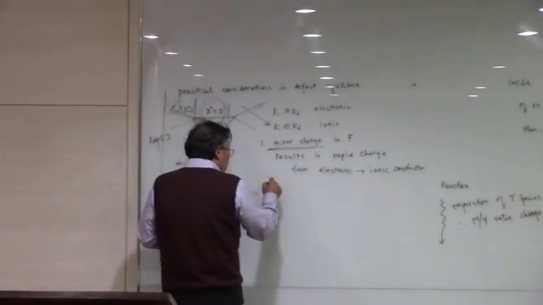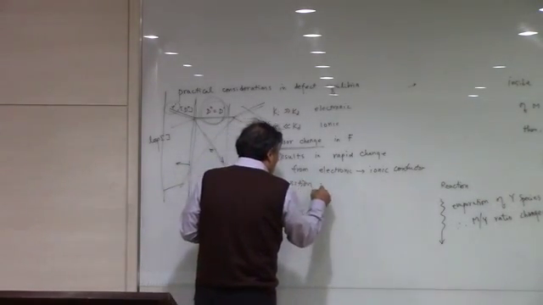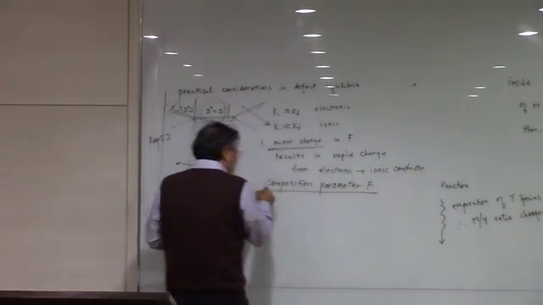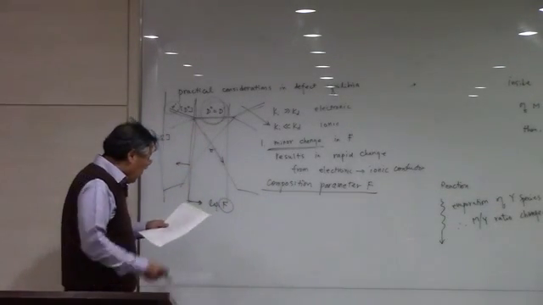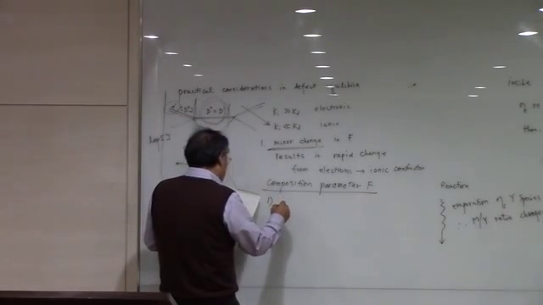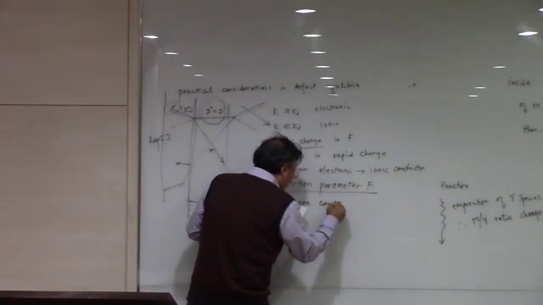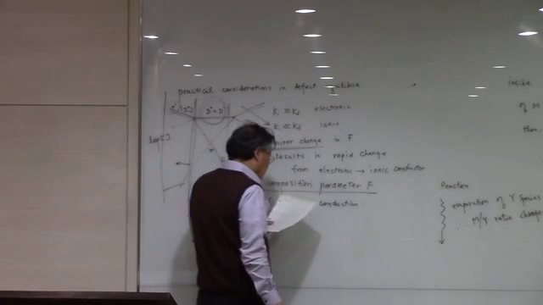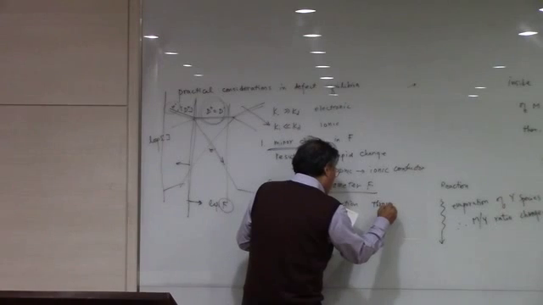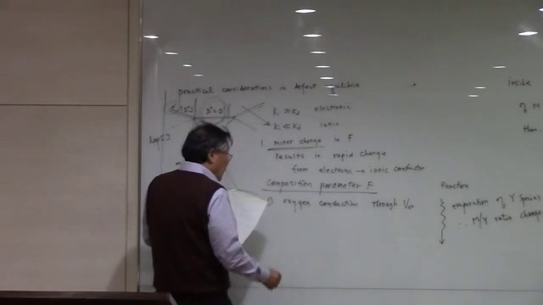How do you control the composition parameter F? Well, just to give you the example, the oxygen conduction through oxygen vacancies, okay?